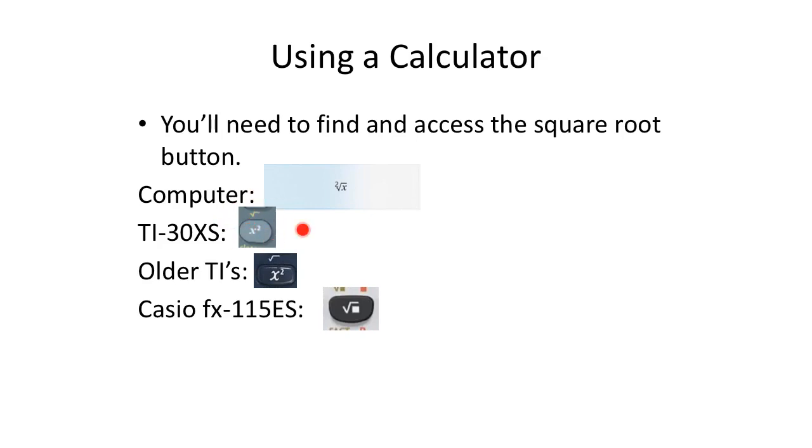On older TIs, because I find a lot of students have some older TIs like this, it's going to look like this one right here. That's a pretty picture. And I think it is also to the left of 7 or somewhere in that area. For the Casio FXs, it's going to be its own button like this one. So you don't have to access it through the shift key. It's just its own button, which makes that very convenient.